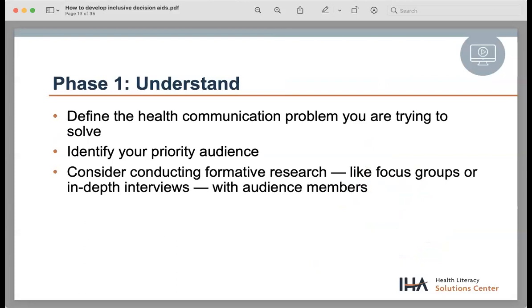So when starting the process of developing a decision aid, you want to start by clearly defining what is the health communication problem that you're trying to solve. Do you have any previous research or data to reference, and where are those gaps that you're trying to fill? Next, identify your priority audience and be as specific as possible so that you can ensure you're meeting the needs of the people who will be using your decision aid. And consider conducting some type of formative research with your priority audience, whether that's in the form of a focus group or an in-depth interview, to learn more about their information needs before you begin designing your tool. Here is where you'll learn more about any challenges or barriers that members of your priority audience face when searching for health information or making a complex decision.